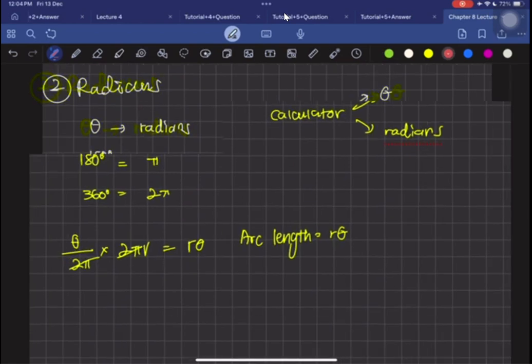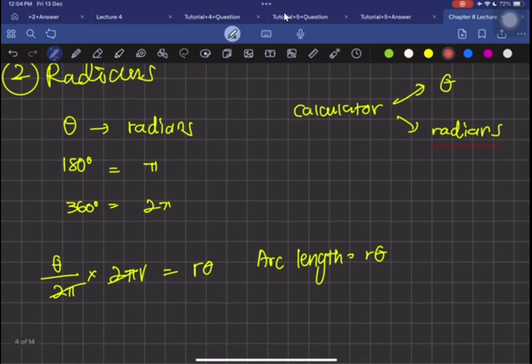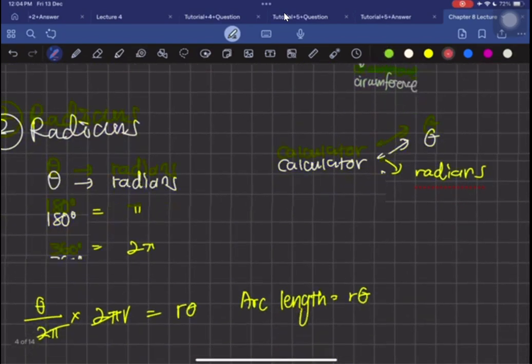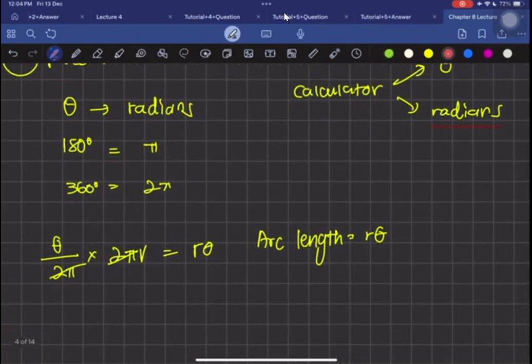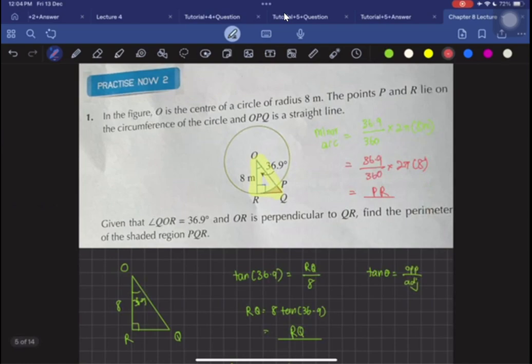Just note that 180 degrees is actually equal to pi, okay? So 360 degrees is equal to 2 pi. When you're trying to calculate the length of the arc, initially the formula was theta over 360 times 2 pi r, right? So you sub in the 360 with 2 pi, it will cancel off, and you will get the length of your arc is equal to r theta. Okay, so that's the formula.